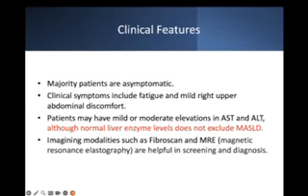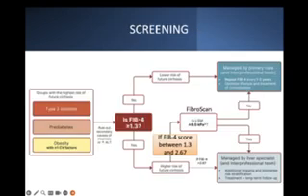The majority of patients are asymptomatic. Clinical symptoms include fatigue and mild right upper abdominal discomfort. Patients may have mild or moderate elevations in AST and ALT, although normal liver enzyme levels do not exclude MASLD. Imaging modalities like FibroScan and magnetic resonance elastography are helpful in screening and diagnosis.